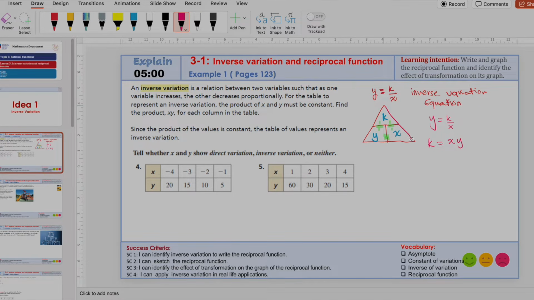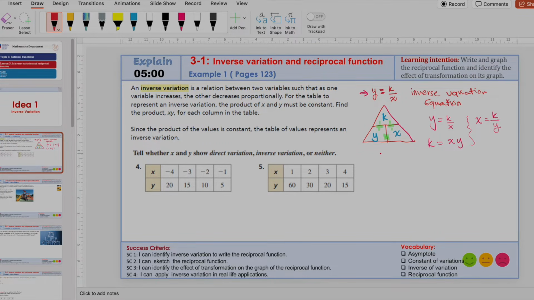Let's say you want to find x. What do you do? Just hide the x, and then you say that to find x you need to divide k by y. So you know that in advance. So you don't need to memorize these. It's enough to memorize the original equation and use the triangle to help you out finding anything else. Okay, this is for inverse variation.